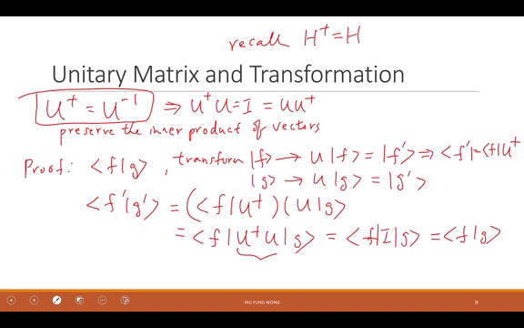But more in this exercise, I hope that you can recall how to find the bra version of a transformed vector, and also recognize this associative property. But most importantly, a unitary matrix defined in this way preserves the inner products of every vector. So if I have an orthonormal basis, its basis vectors are orthogonal to each other. After the transformation, they are still orthogonal to each other. Okay.